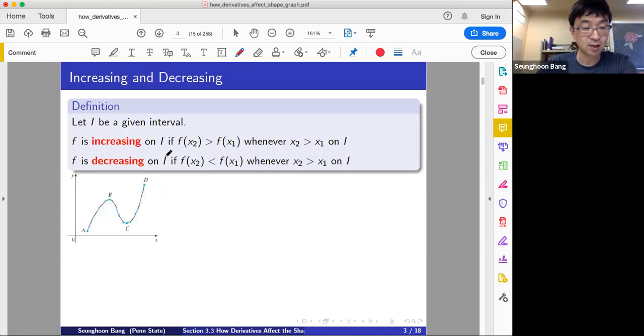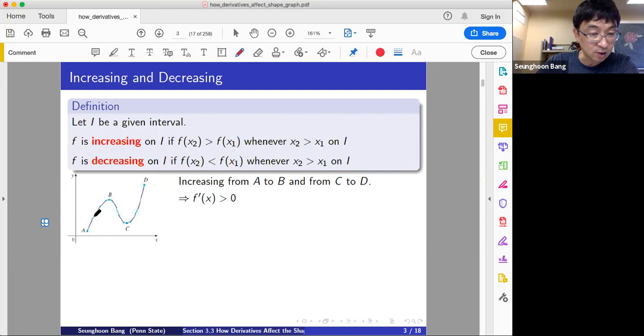So for a graph like this, from A to B it is increasing, B to C decreasing, C to D increasing again. Now we think about the derivative. Just like increasing, you can choose one point and draw the tangent line. This is point x. What is f prime of x? f prime of x is the slope of the tangent line. The slope of the tangent line is increasing, the slope is a positive number. We have one good result.